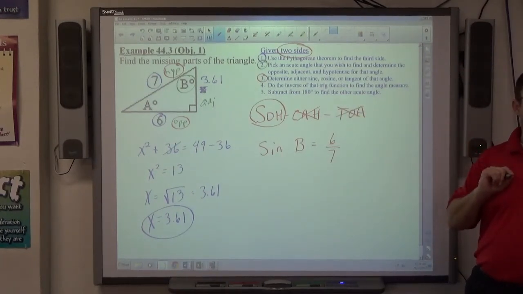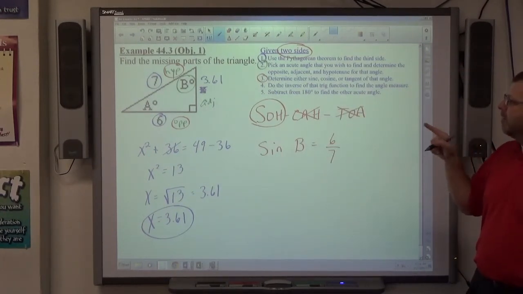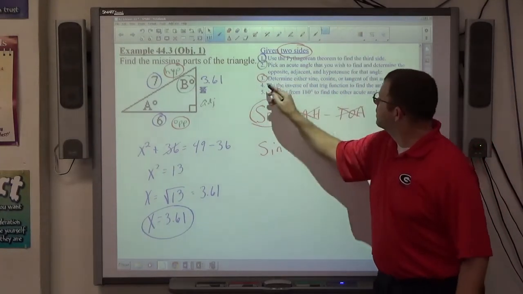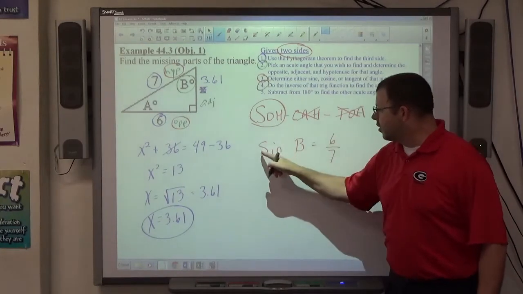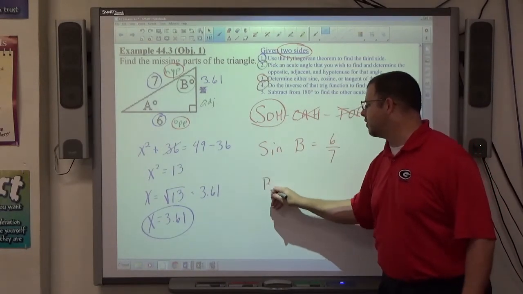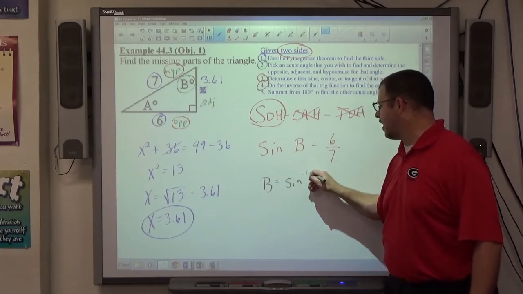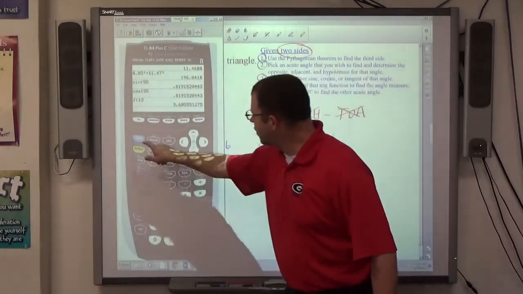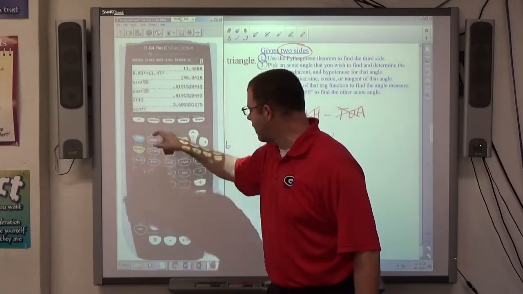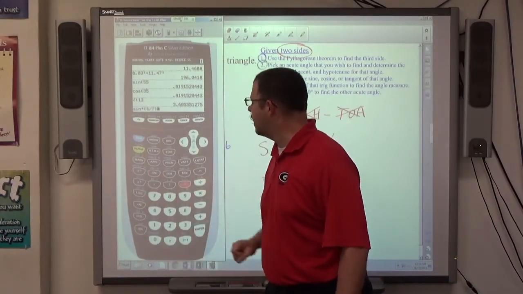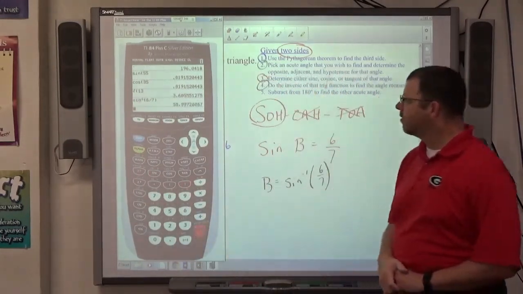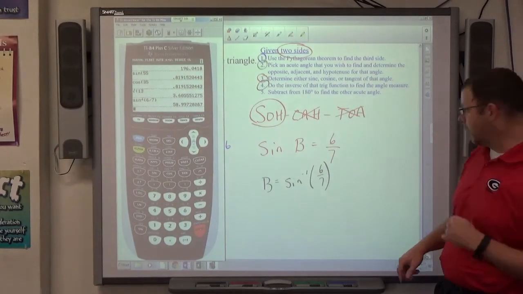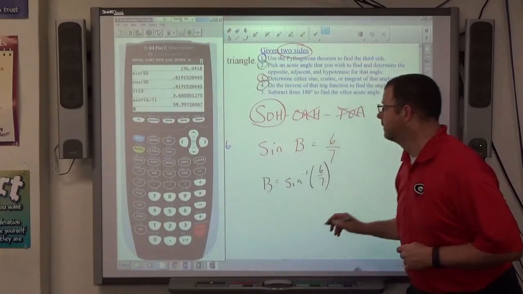Only do one, that's all step 3 is. Then do the inverse of that trig function to find the angle measure. So step 4, pick a color I haven't used yet. So this is sine of B equals 6/7, so that means B is going to be the inverse sine of 6/7. So I go to my calculator and do second sine, so it says sine -1, 6 divided by 7, end parentheses, equals. It comes out to 58.9972887. 2 decimal places will be 59, right?